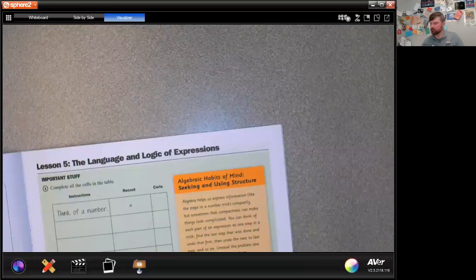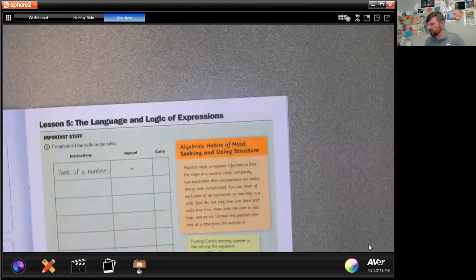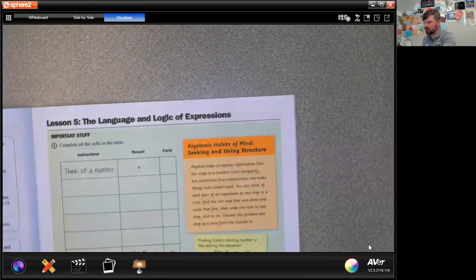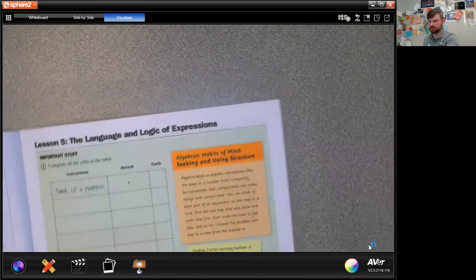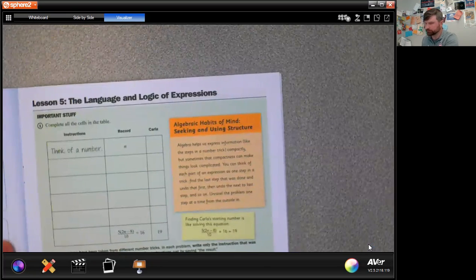We are going to dive into lesson 5, which is continuing our talks with algebraic expressions and writing rules for them, or the directions for them, and solving them. So join me here on page 23 and we'll get going. Here we're talking about the language and logic of expressions. You'll see a lot of repeated stuff that we've been doing this whole time.